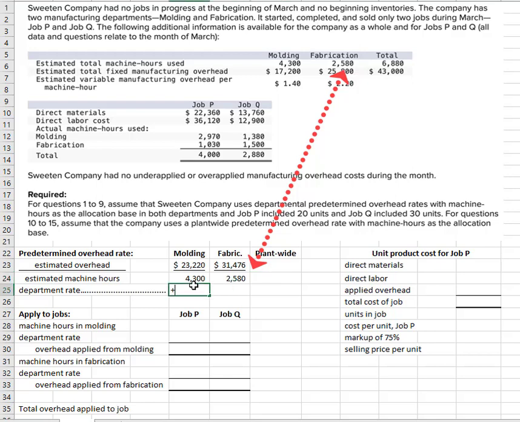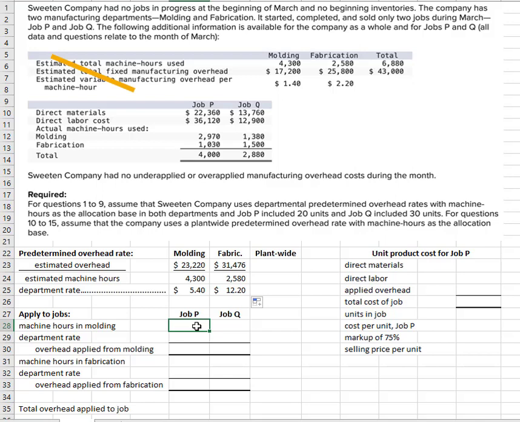So we would take that total overhead in molding and divide it by molding hours, and we would take the total overhead in fabrication and divide it by fabrication hours. So now we have a rate for each department. Now let's apply those rates. We get the rate at the beginning of the year, and we're not going to use that estimated data again.